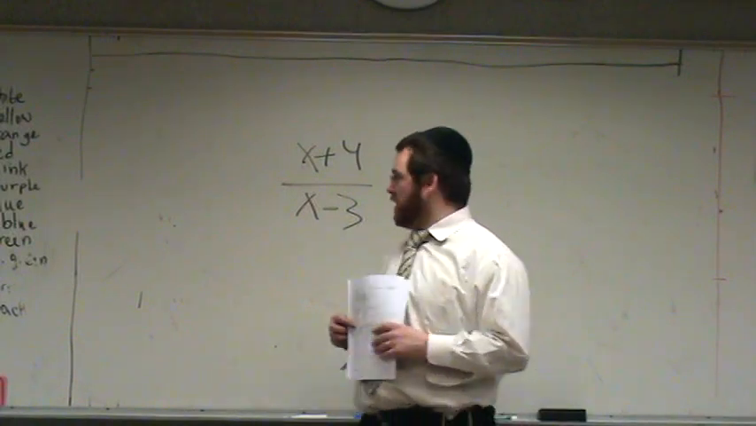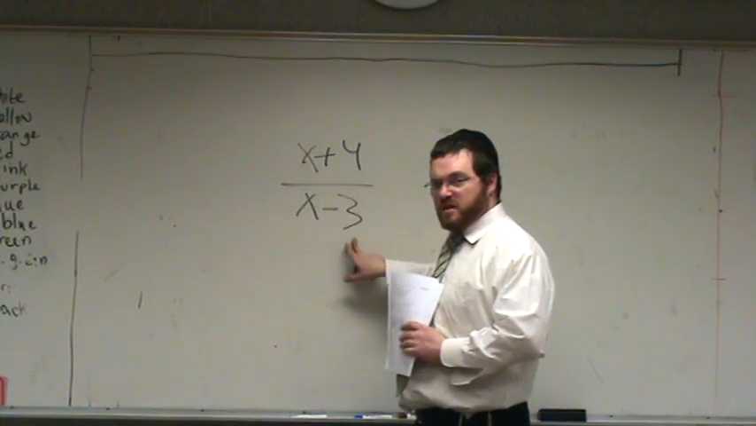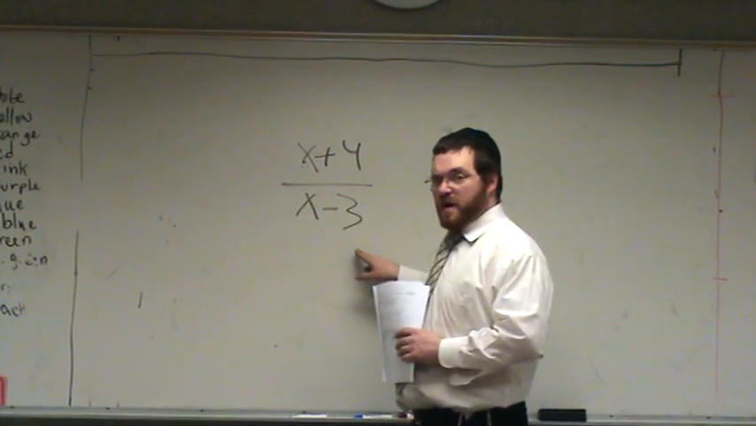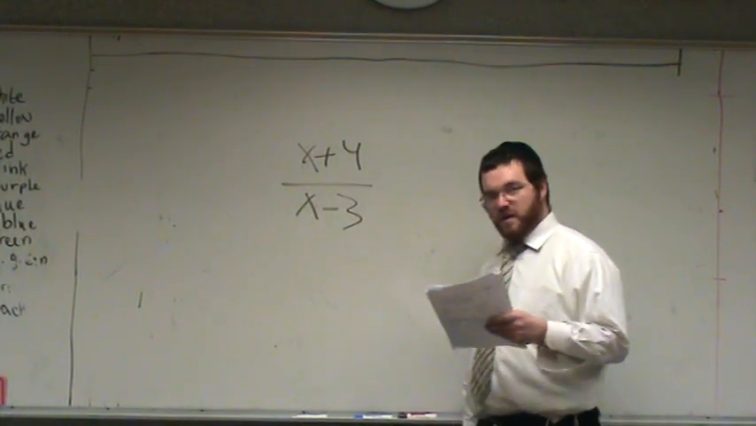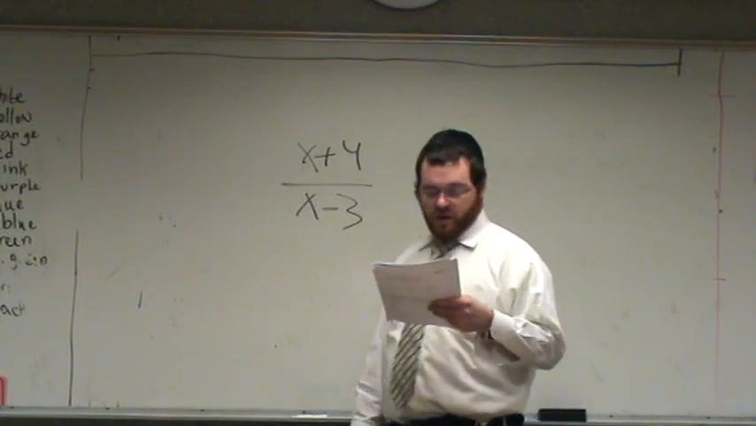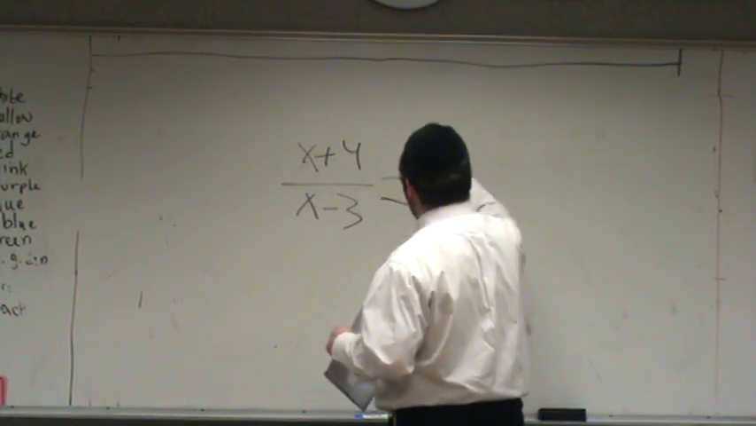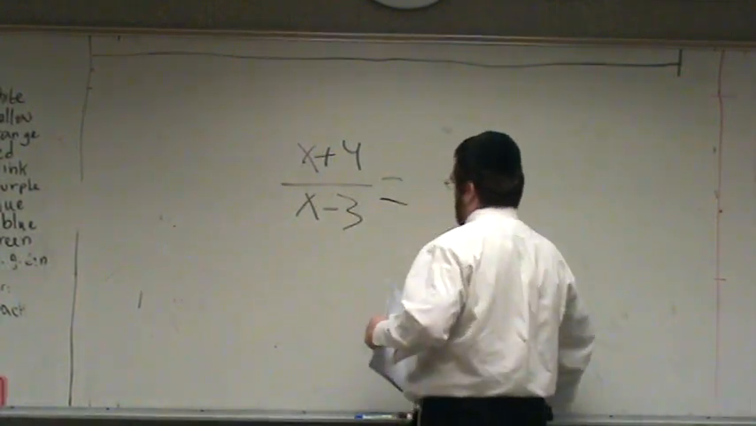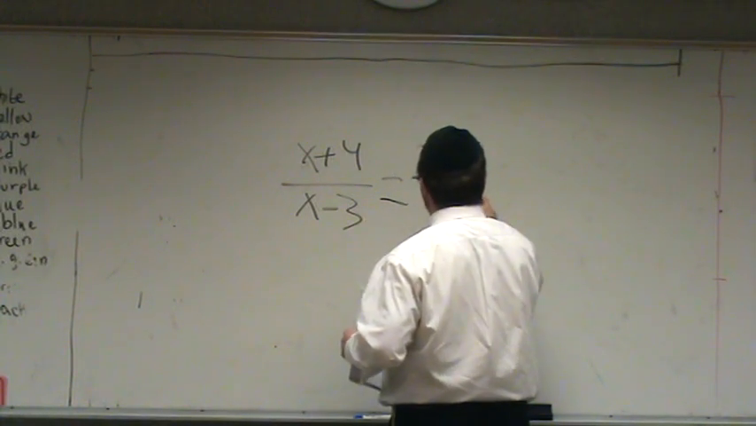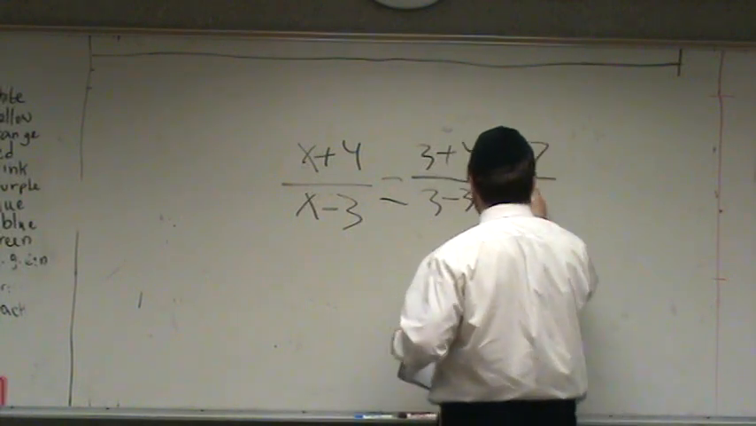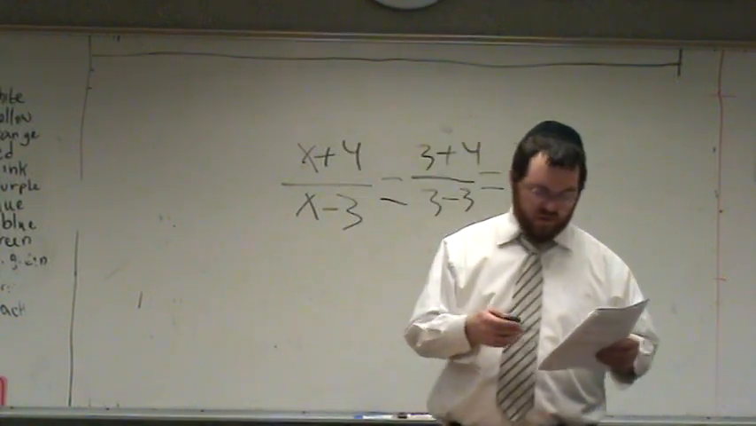So what will make this undefined? If the bottom is 0, meaning when you subtract 3 from the bottom, you'll get 0. The only way to subtract 3 from the bottom and get 0 is if x is 3. So the only correct answer is x equaling 3. If x equals 3, so 3 minus 3 is 0, and therefore this would be 3 plus 4 over 3 minus 3, which is equal to 7 over 0, which is undefined, and the correct answer is answer 3.